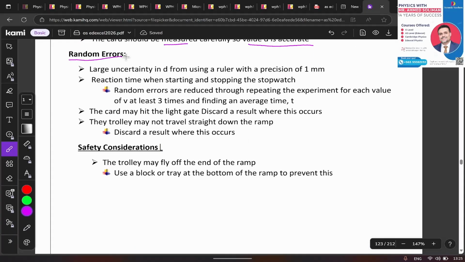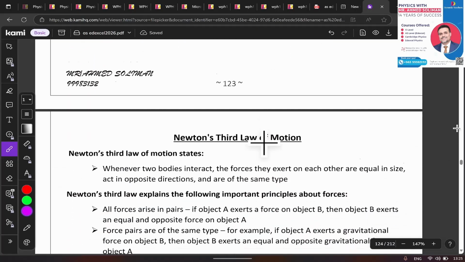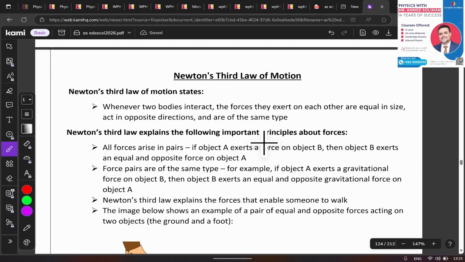Finally, we have random errors and safety considerations, and I asked you to read all of this. Now we will move to Newton's third law of motion. So, any question on the last part? Do you have any question? No. Okay. Now we'll start Newton's third law of motion.